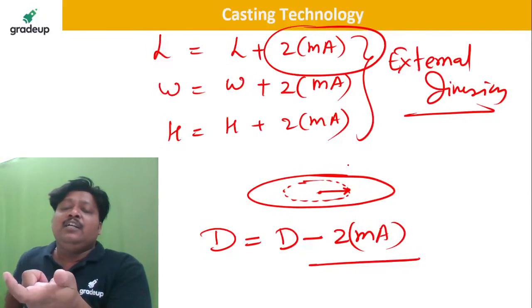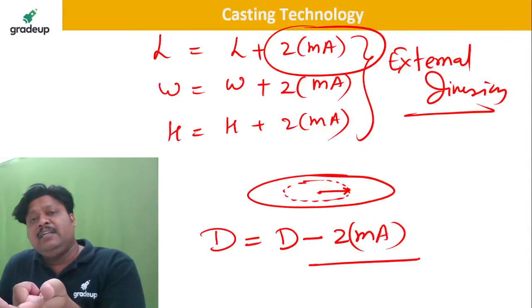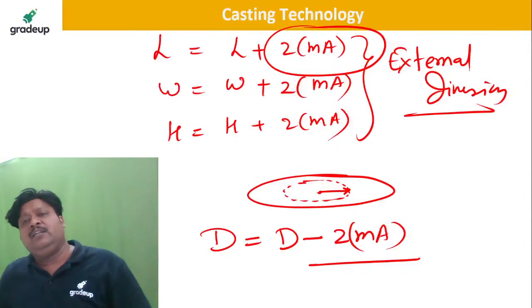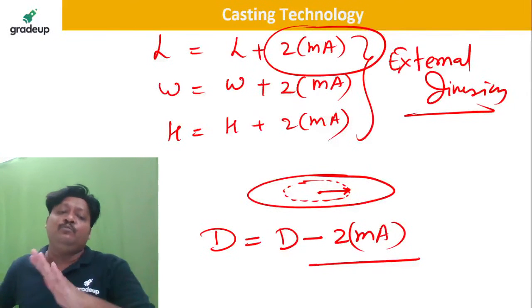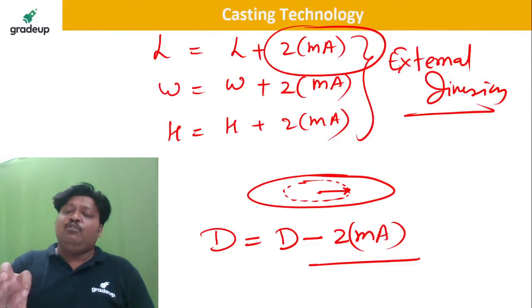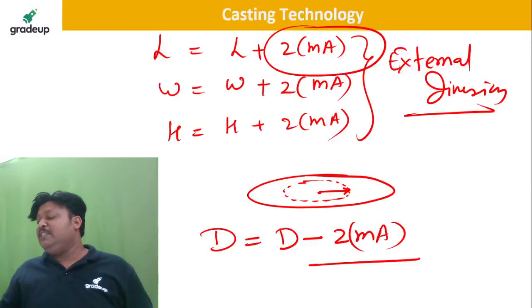So remember, when you have the machining allowance, you are providing extra material on the casting because you want to get the required surface finish. You are going to remove that material. So in case of the bore, when you are providing the extra dimension, means what?